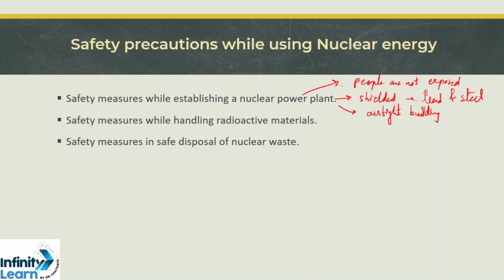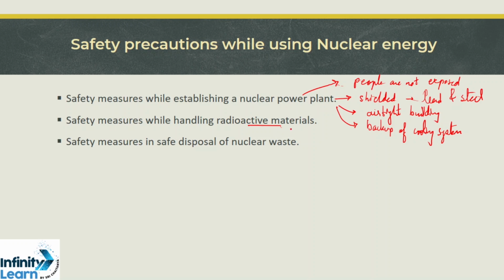And lastly, we know that a lot of heat is generated in the nuclear power plant from which energy is produced. We should have a backup of the existing cooling system. So in case of failure of the first system, the backup can save the reactor from heating and melting. Second part is handling the radioactive material.